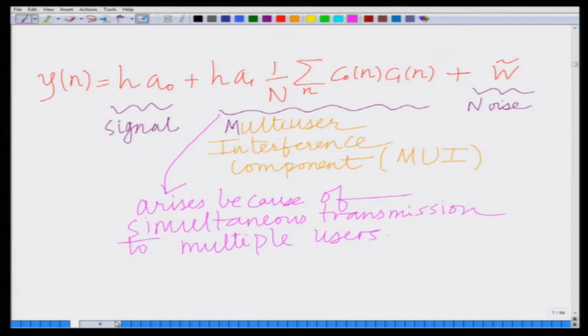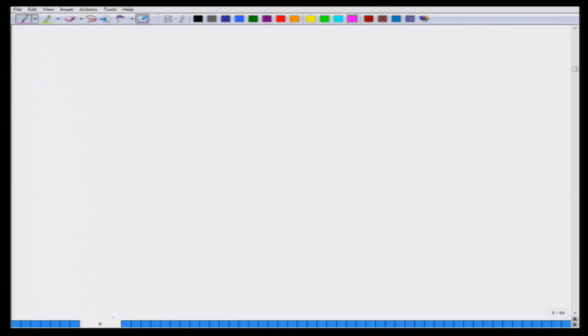Now, we would like to characterize the impact of this multi-user interference in terms of the noise power or the interference power of this multi-user interference component, and let us look at that now. For this, let us first look at this correlation component, that is 1 over n summation over n c naught n c 1 n. Let us define that as R 0 1 equals 1 over n summation over n c naught n c 1 n.